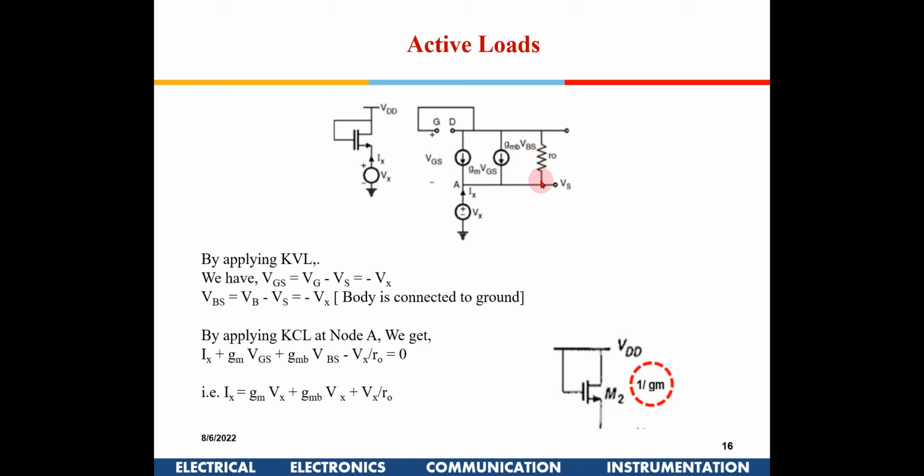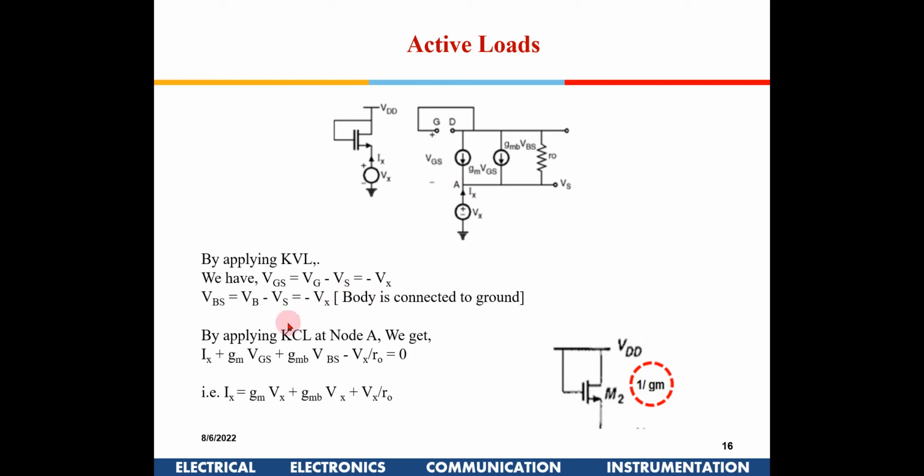Right. Now I am applying a voltage Vx and applying KVL. So this voltage is equal to this voltage, the R0 voltage, right? And VGS is nothing but minus Vx, because for small signal I am grounding the gate, and I am applying the voltage here. So this becomes minus Vx. Similarly, VBS also becomes minus Vx, because I am applying it at the source. The body and the gate are grounded.